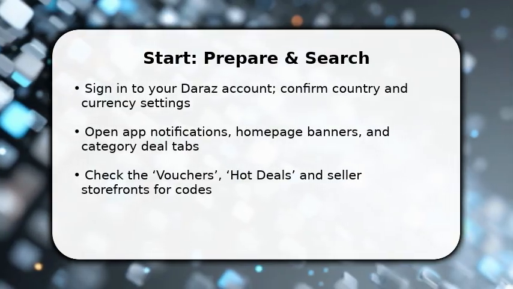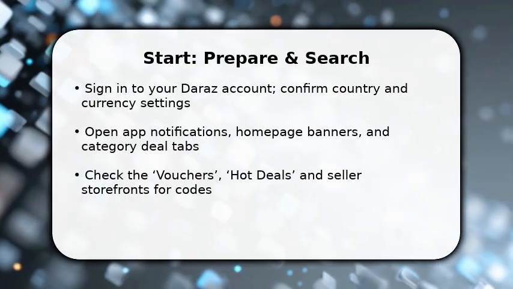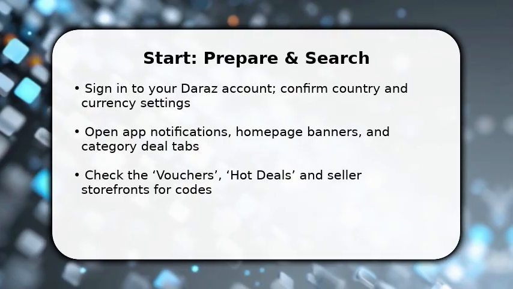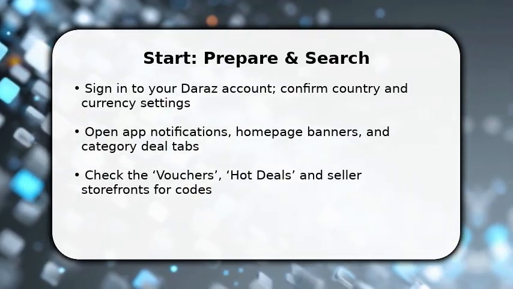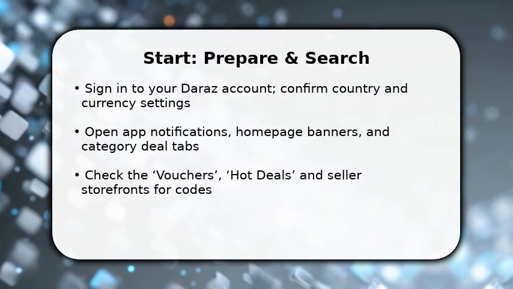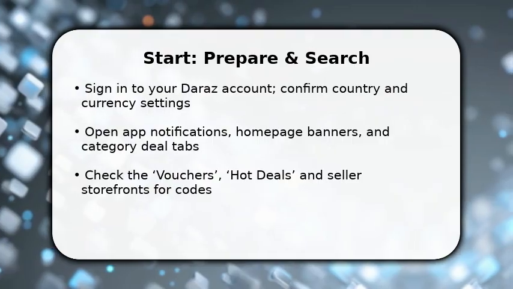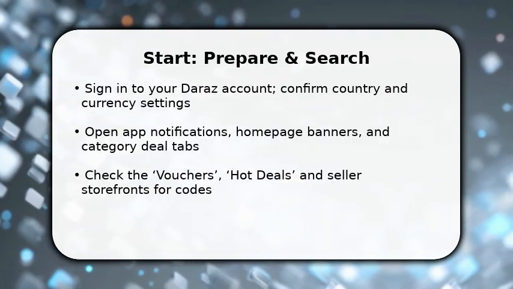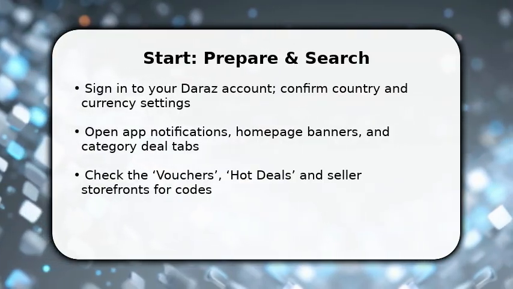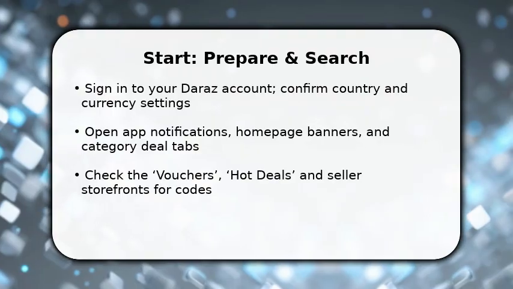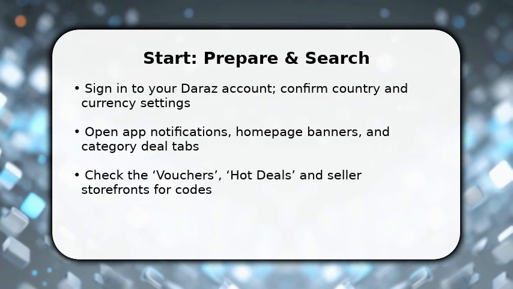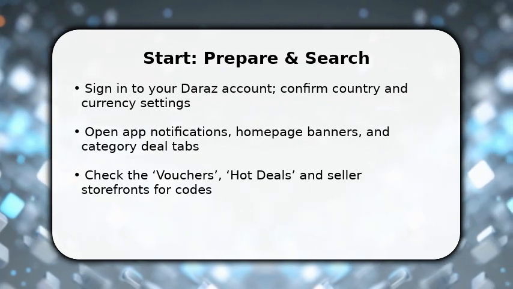You start by signing in and confirming your country because codes are region-specific. Once done, open the Daraz app or website and scan top banners and the homepage for promo tags. Make sure to tap the vouchers and hot deals sections. These often list single-use or site-wide codes. Also check individual seller pages. Brands sometimes publish exclusive coupons. This immediate search gets you the most current codes before moving into deeper verification steps.